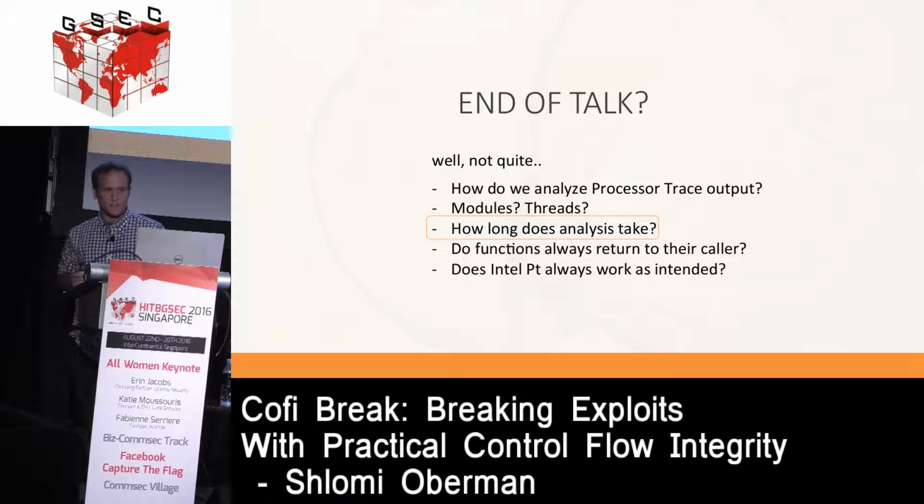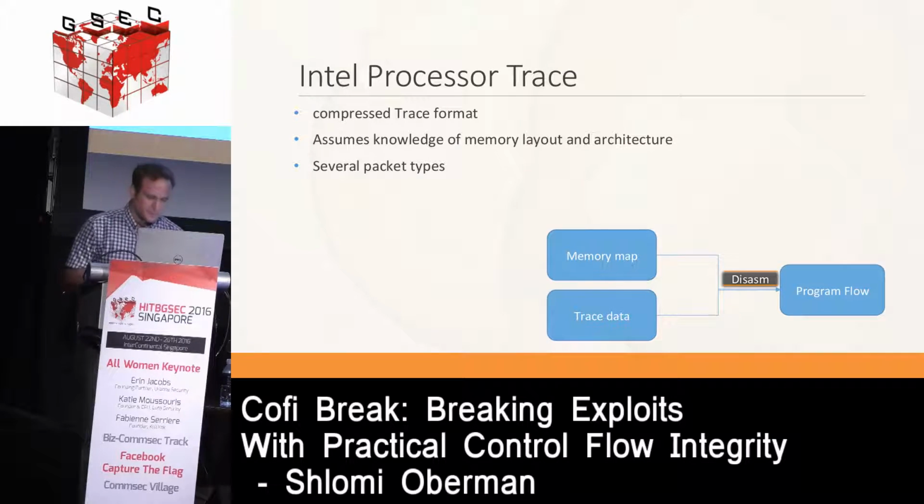Several different challenges that we have to overcome. First is how we analyze processor trace. How do we handle models and threads? Do functions always return to their caller? If they don't, how do we handle this? Does Intel PT even work? If the question is up there, then it probably doesn't always work. And the major obstacle or the major challenge of analyzing processor trace is how long it takes. You'll see that there was quite a lot of effort put into this.